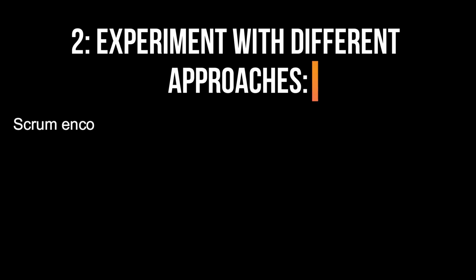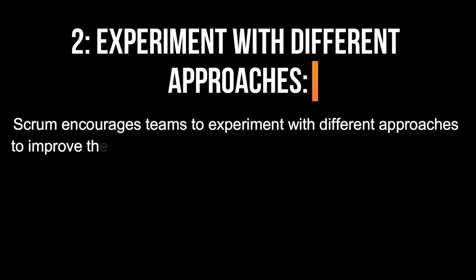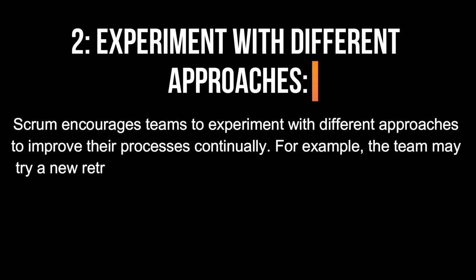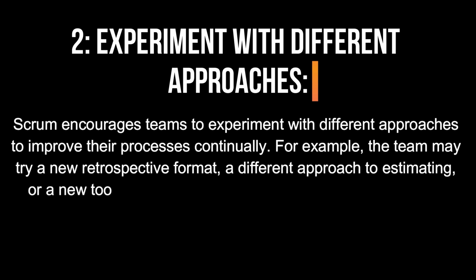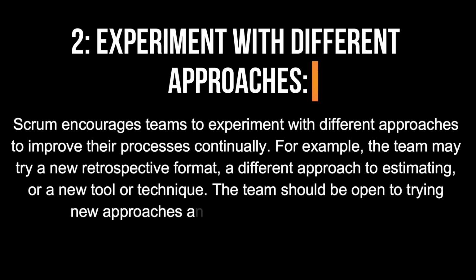2. Experiment with different approaches. Scrum encourages teams to experiment with different approaches to improve their processes continually. For example, the team may try a new retrospective format, a different approach to estimating, or a new tool or technique. The team should be open to trying new approaches and evaluate their effectiveness.